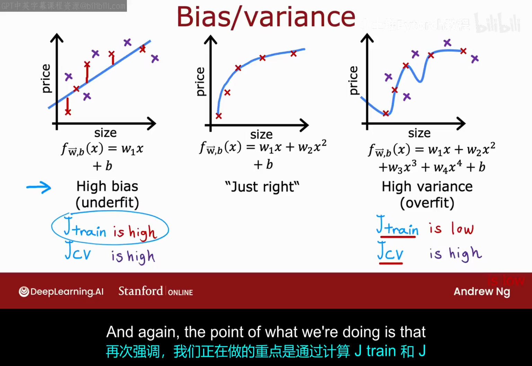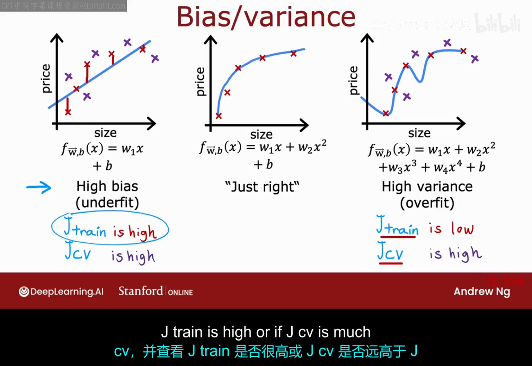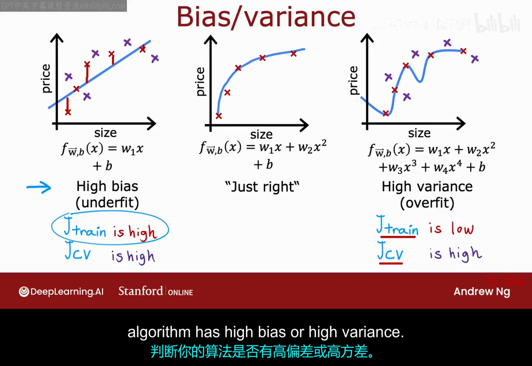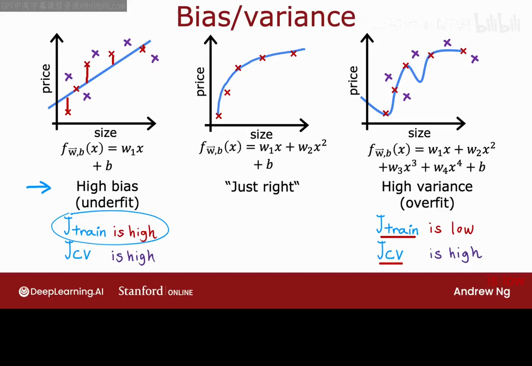And again, the point of what we're doing is that by computing JTrain and JCV and seeing if JTrain is high or if JCV is much higher than JTrain, this gives you a sense, even if you can't plot the function f, of whether your algorithm has high bias or high variance.